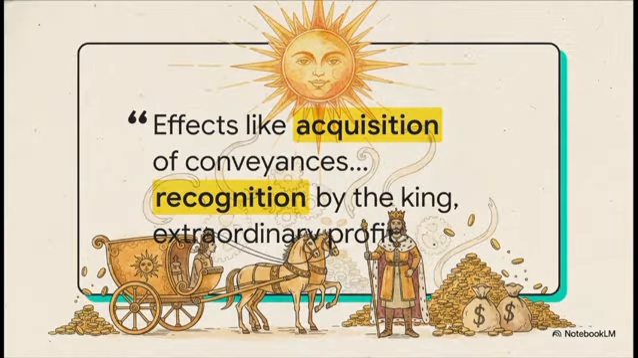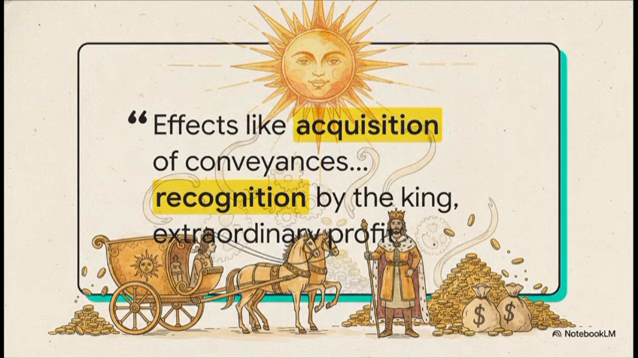The English translation of these highly auspicious verses shows a period of just tremendous outward success and recognition. Parashara tells us we can expect effects like acquisition of conveyances, gain of reputation, birth of a son, growth of wealth, amicable atmosphere in the family, sound health, potency, recognition by the king, extraordinary profits in business.